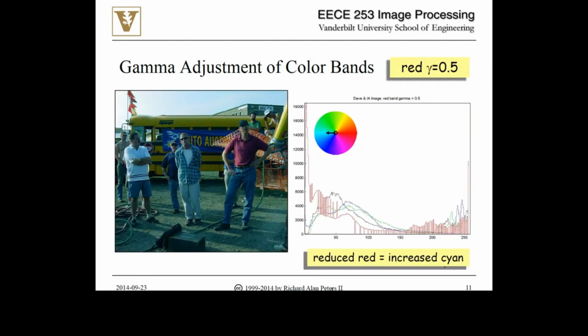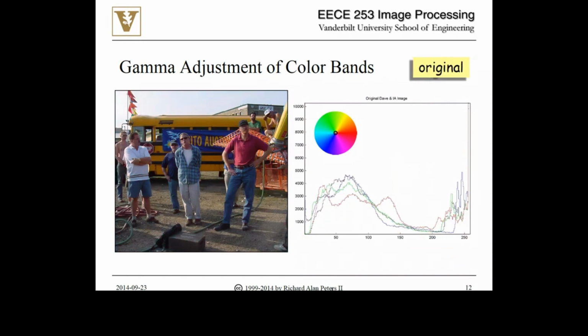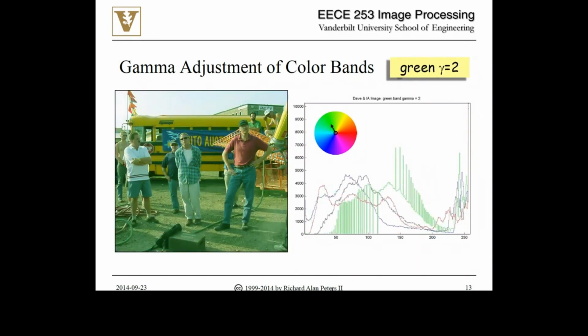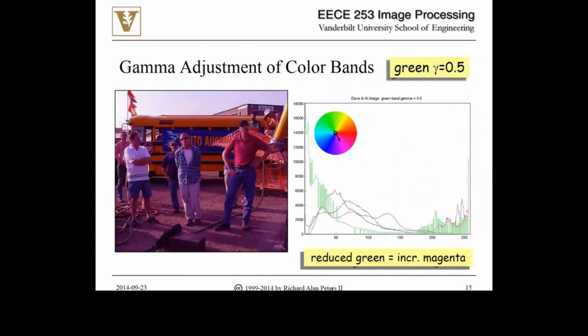And this is the original again, and now with gamma equals 0.5, so this is the opposite. Now, if we are decreasing the red, what we are doing is moving in the opposite direction to red. Moving to the opposite direction to red is moving into this cyan area. So that is why the image looks more like cyan. And we can apply this to the different channels. So the green, with gamma equal 2, with gamma equal 0.5, now we are moving more in the magenta area.